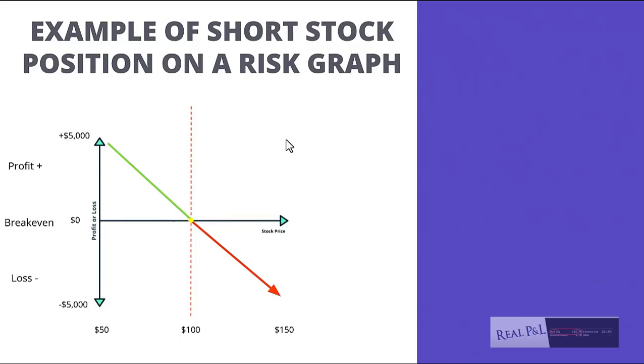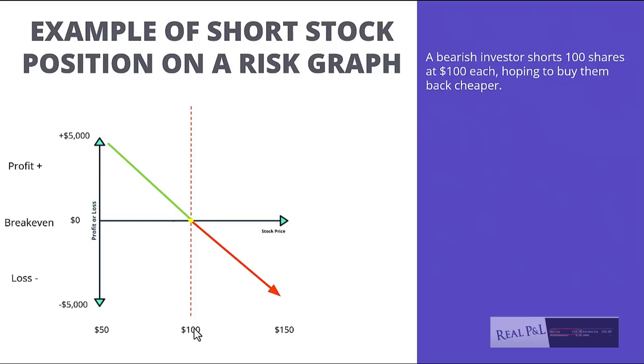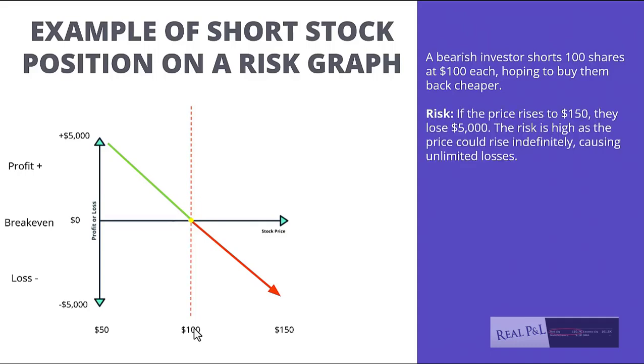So here's an example of a short position on a risk graph. It's just the opposite, right? So you start at $100. A bearish investor shorts 100 shares at $100 each, hoping to buy them back cheaper. That is what this looks like on a risk graph. If the price rises to $150, they would lose approximately $5,000. You can see here that the 150 and the minus 5,000 would coincide right in here.